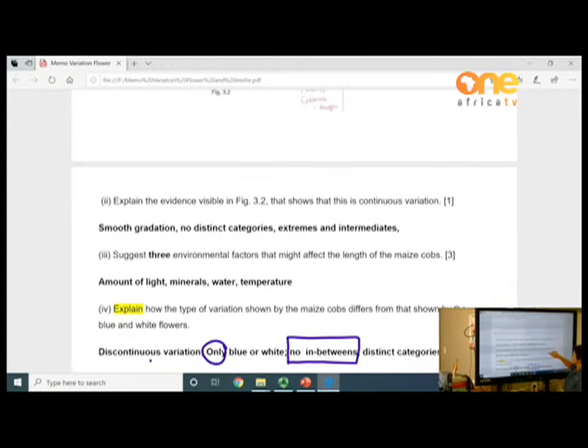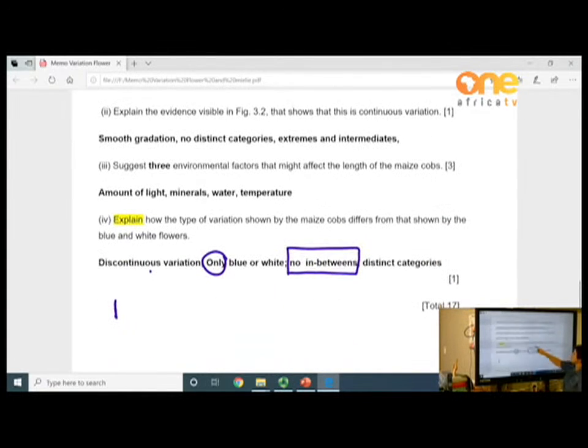Explain how the type of variation shown by the maize cobs differ from that shown by the blue and the white flowers. They were discontinuous variation. You have to mention the name, describe it, or use the name to refer to it. And then we describe what we mean with discontinuous. There's only blue or only white. No in-betweens, no intermediates. There's distinct categories. So I hope you got that answer.